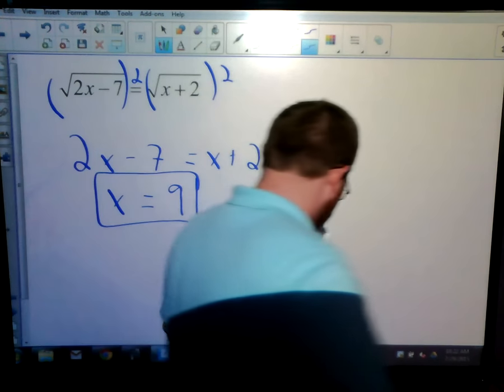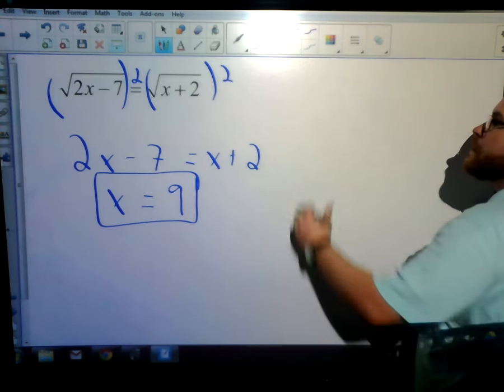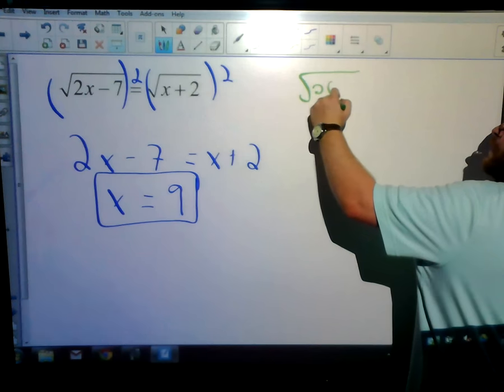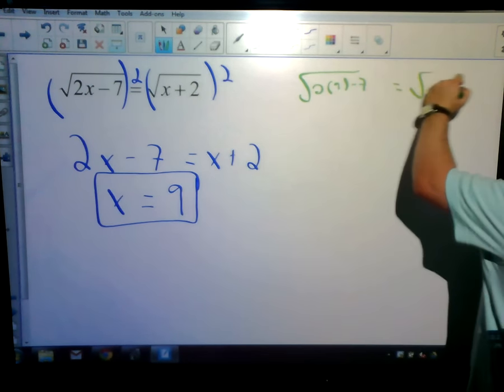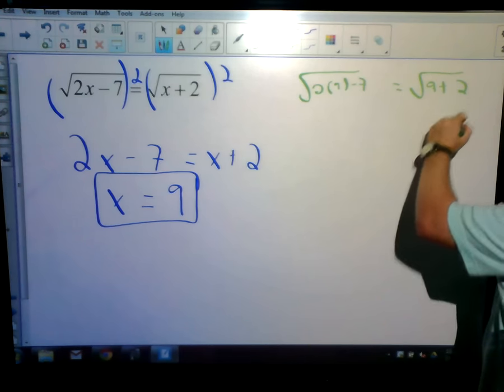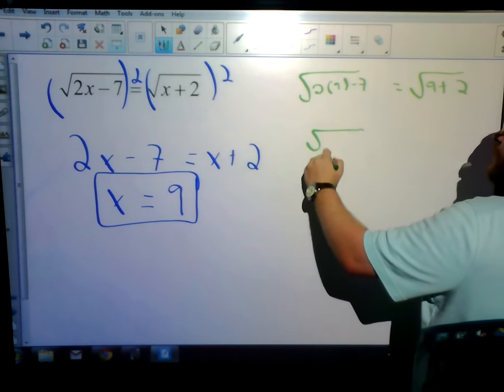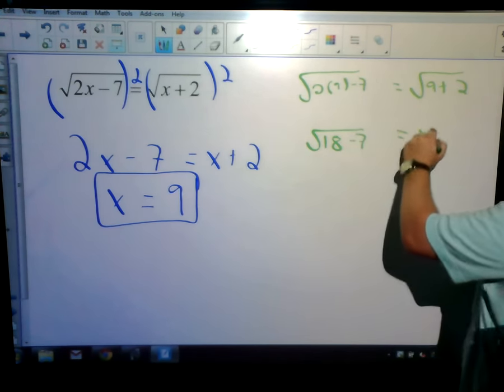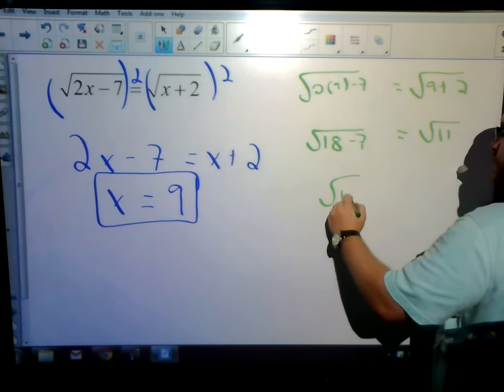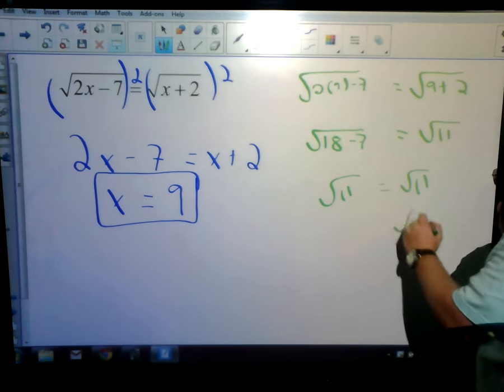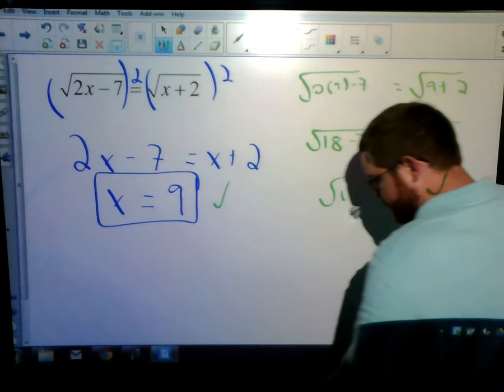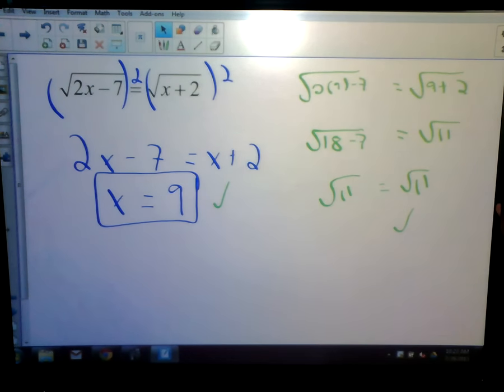Let's check my answers. Square root of 2 times 9 minus 7. Square root of 9 plus 2. Over here I get square root of 18 minus 7. Over here I get 11. That's square root of 11 equals square root of 11. Yep, that works. So that one's not too bad.